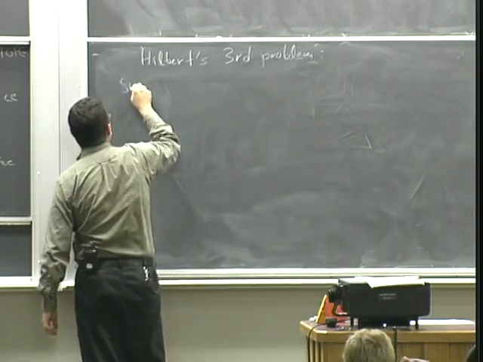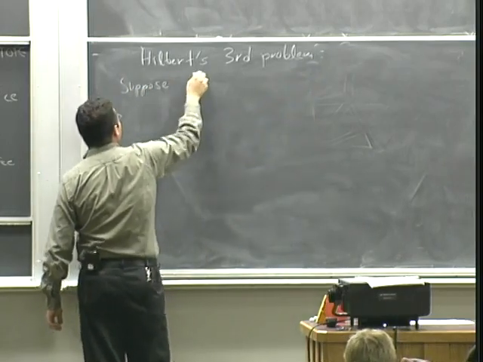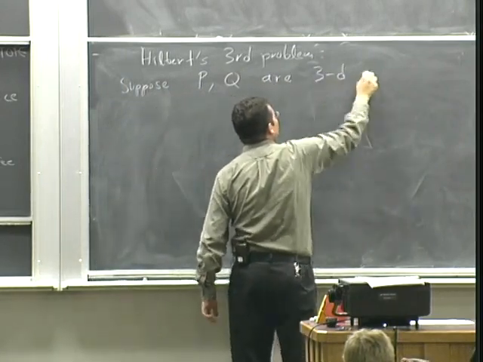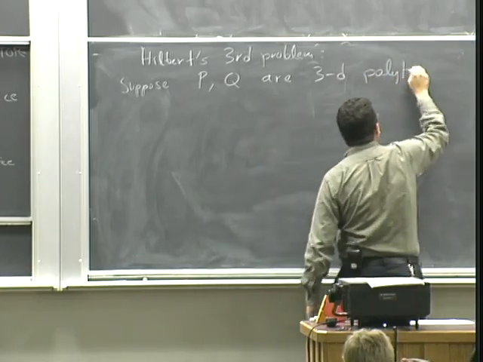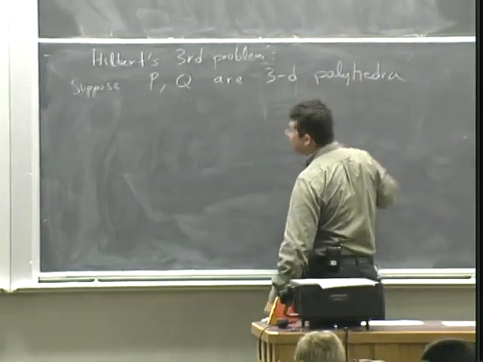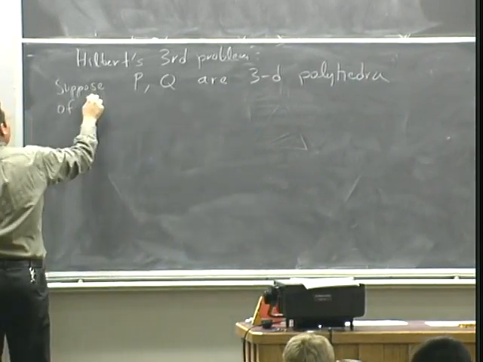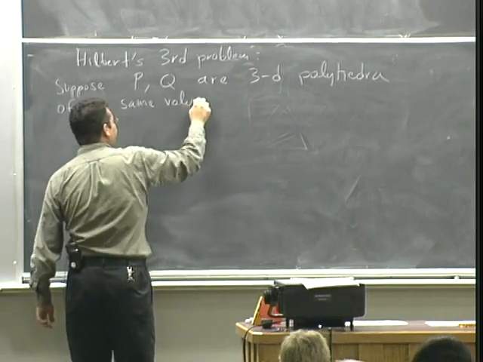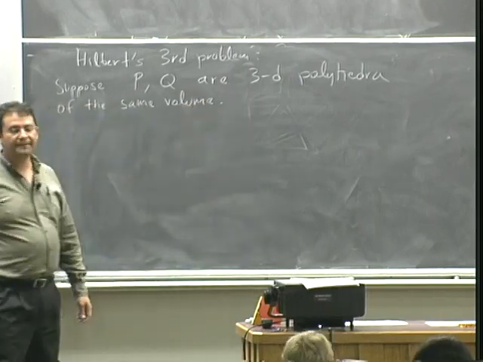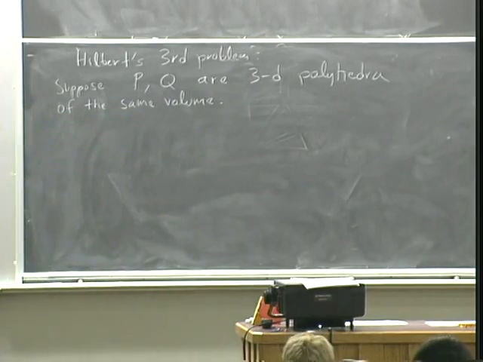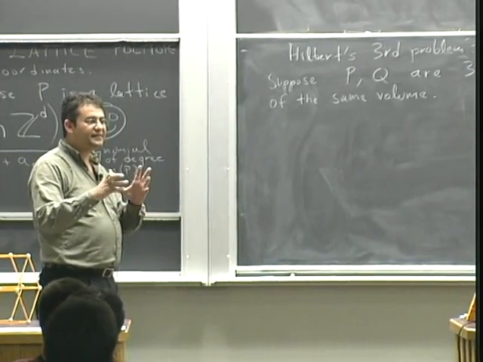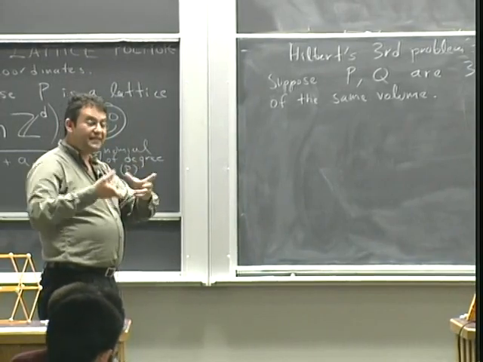So suppose P and Q are three-dimensional polyhedra of the same volume. Is it true that I can chop up P, take a knife and scissors and cut it into pieces, and then rearrange the pieces and get Q?